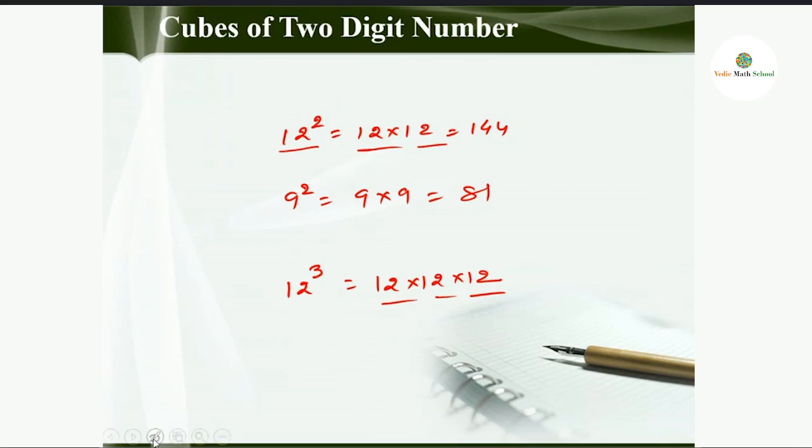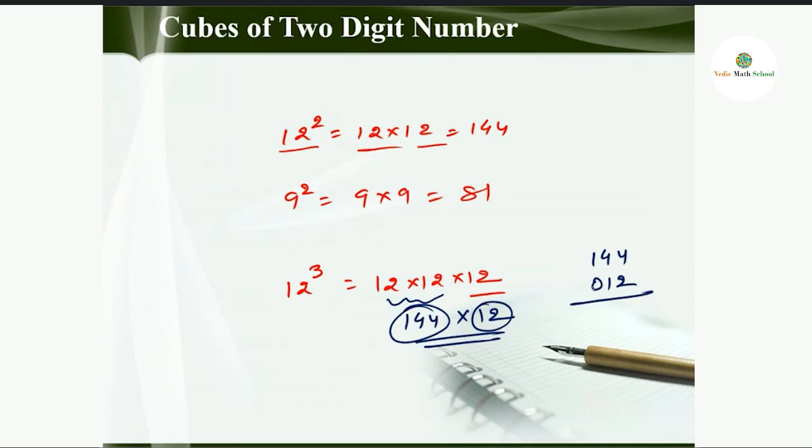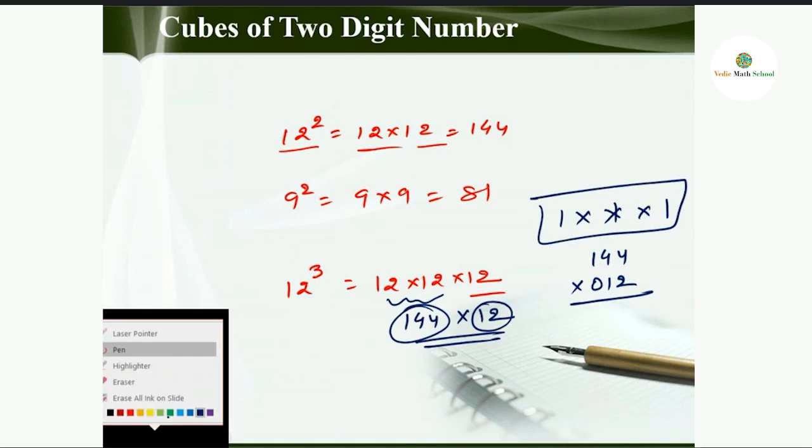So now, how can we calculate? You already know 12 into 12. What is 12 into 12? 144. Now, this number you have to multiply with 12. Simple. So this is 3 digits and this is 2 digits. You can write down 144 and 12, put down 0 and then cross. Now you have a 3-digit multiplication: vertical, cross, cross, vertical, cross. Using this method, you can do the calculation very easily.